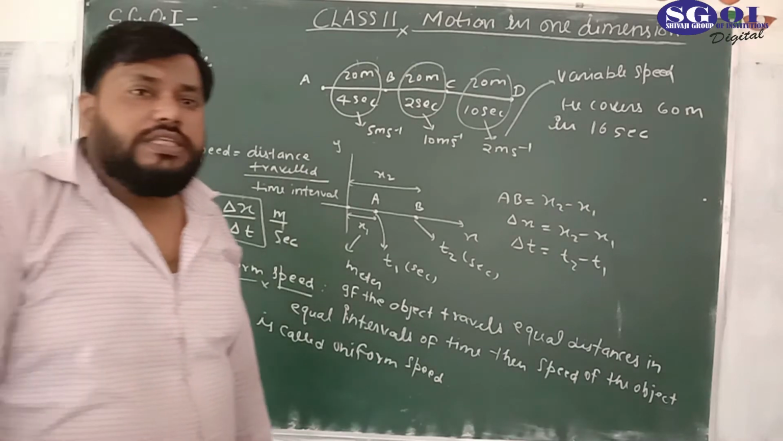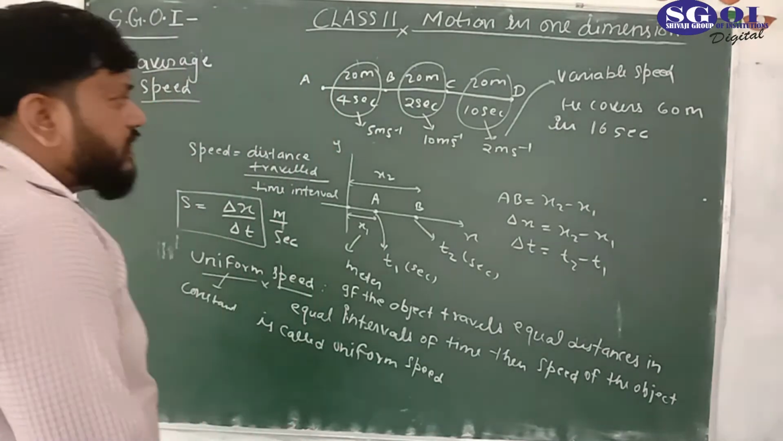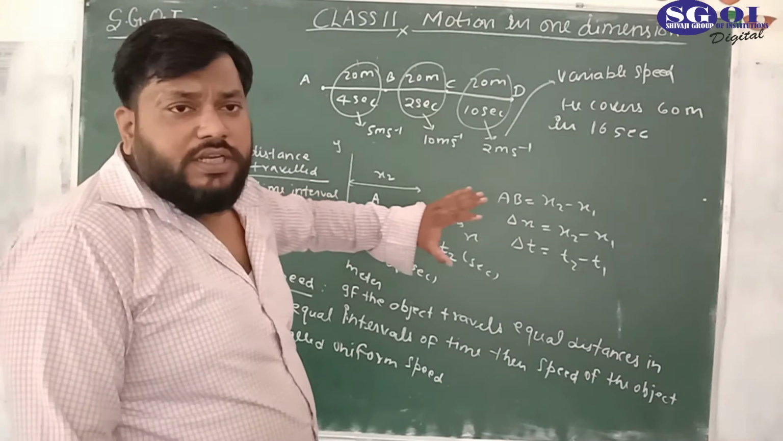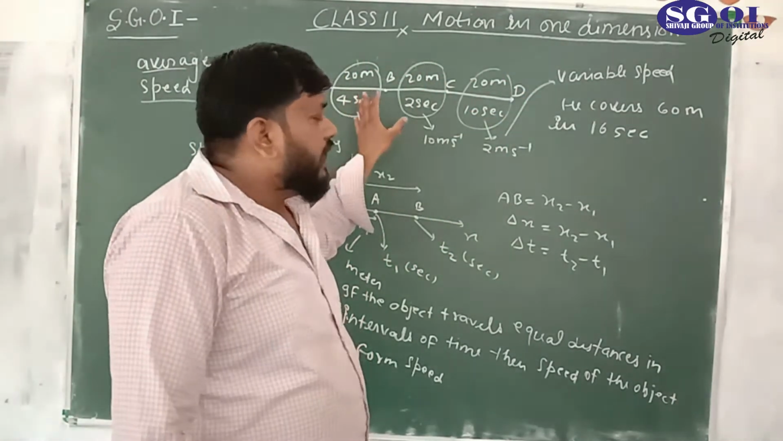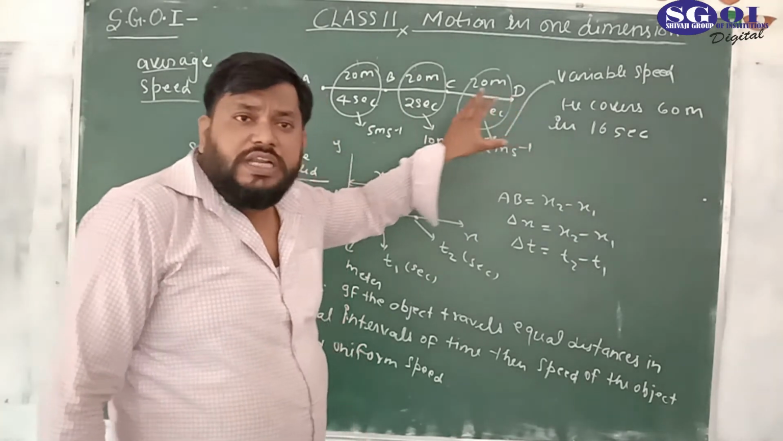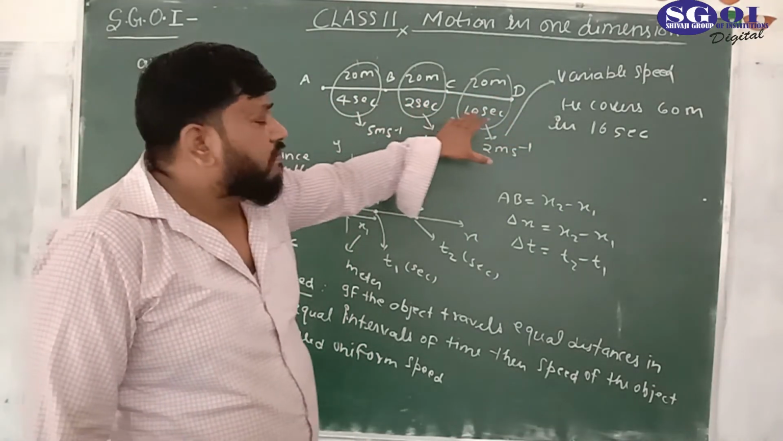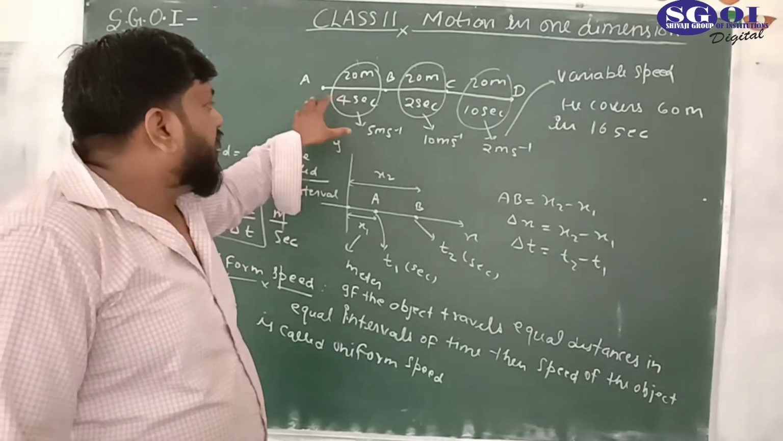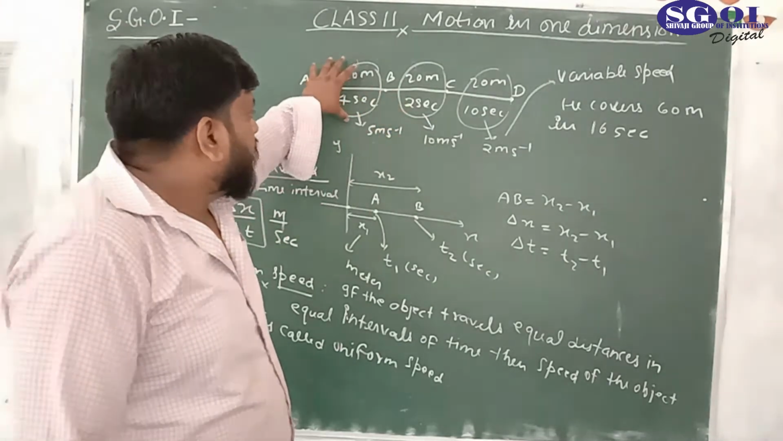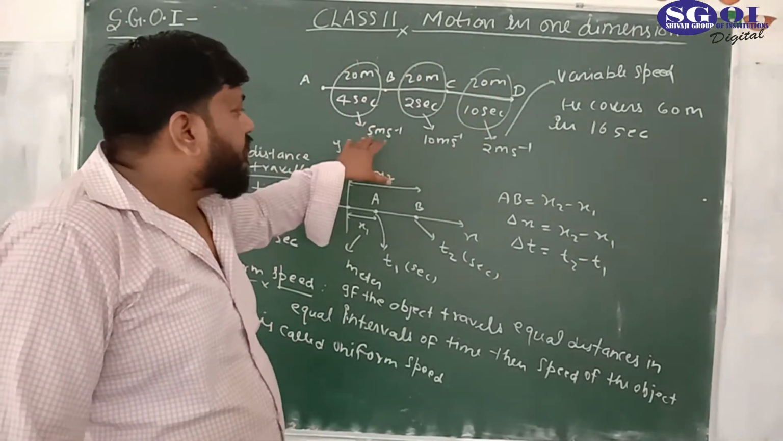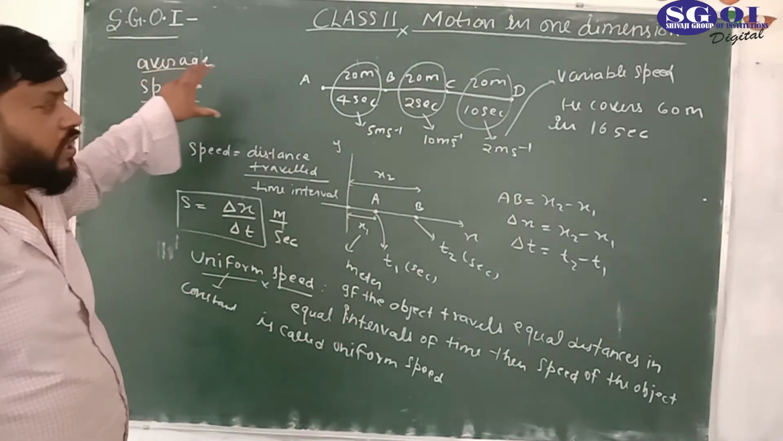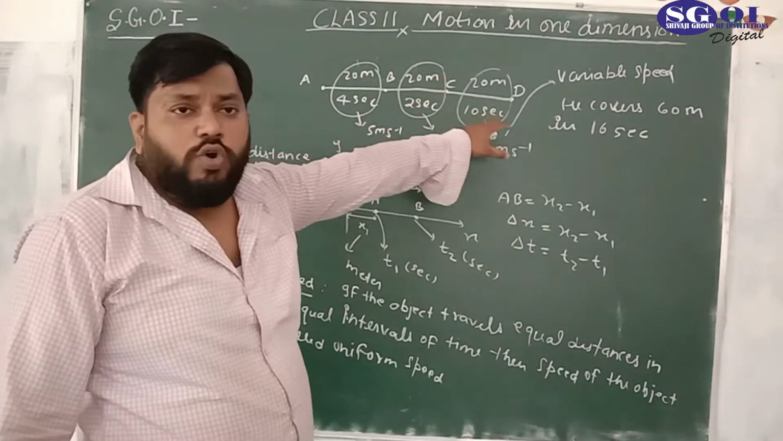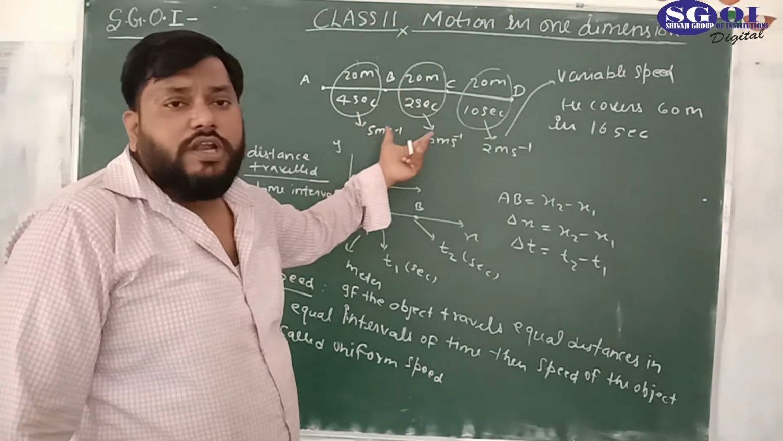So what is average speed? Average speed is that speed at which, if the object covers the whole journey, it reaches the final destination in the same time interval which it covered in parts of the journey by the variable speed. It means it is the speed at which the object covers the whole journey in the same interval of time.